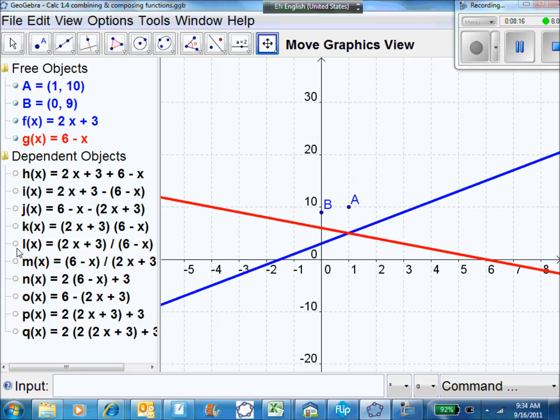What about dividing them? Is it going to be a line? No. Anything funny going to happen? They're dividing in x. You're dividing by x, and x is underneath. What happens at 6?